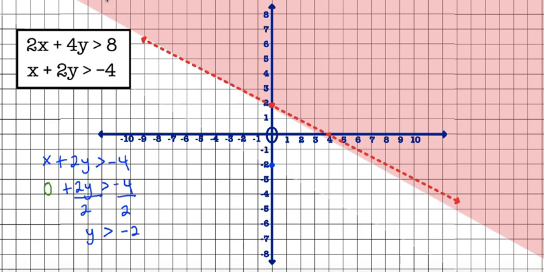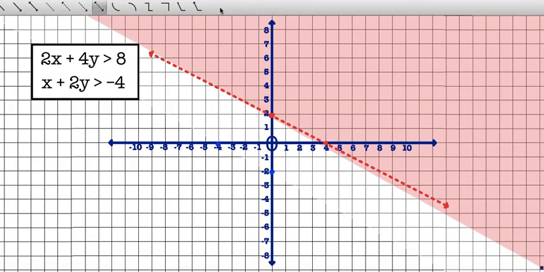And now to find our x-intercept, we're going to substitute y for 0. So 2 times 0 is just 0, and we end up with x is greater than negative 4. So our x-intercept is negative 4. And because it's greater than, we also have a dashed line.